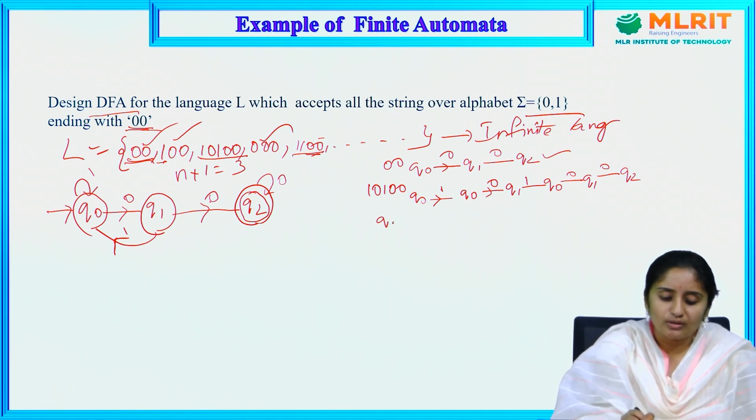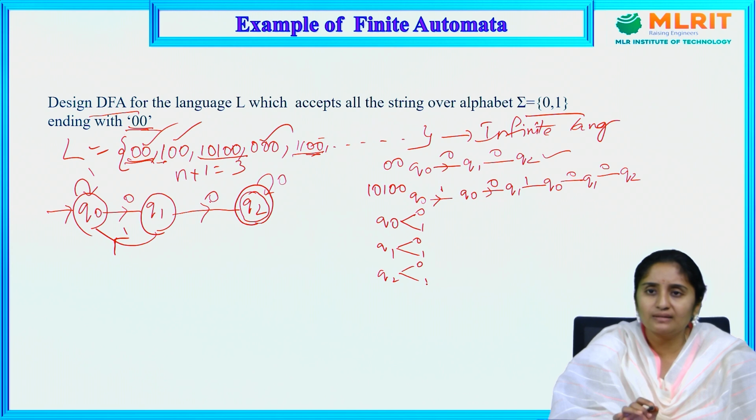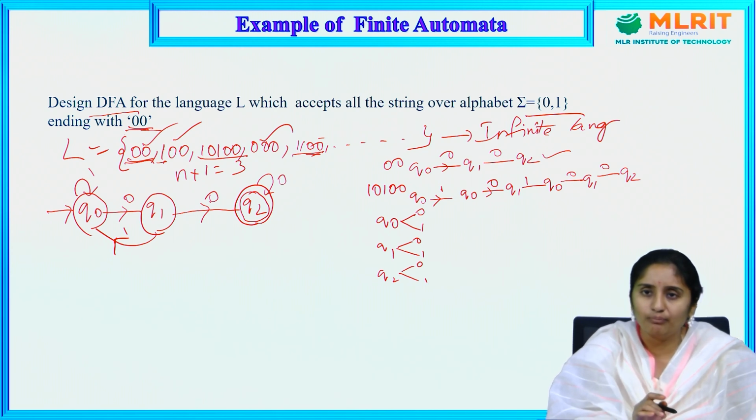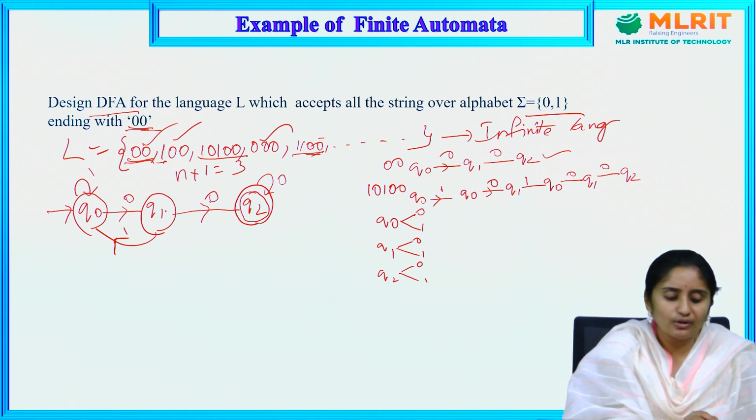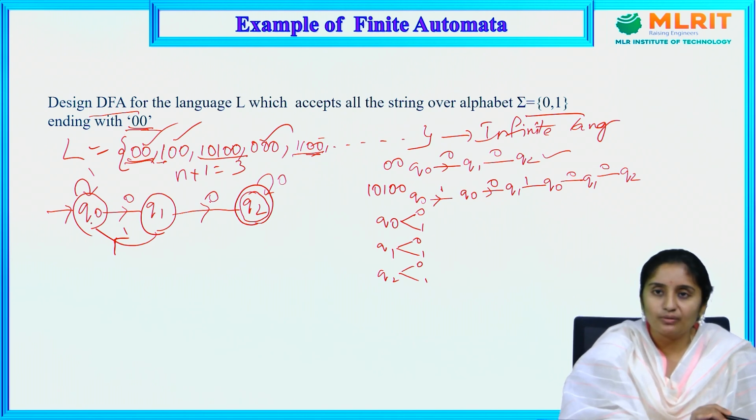Like Q0, see here, Q0 should have 0 and 1 paths. Q1 should have 0 and 1 paths. Q2 should have 0 and 1. Some transition should be there, one for each input. See here, Q0 on 0, there is a path. Q0 on 1, there is a path. Q1 on 0, there is a path. Q1 on 1, there is a path.